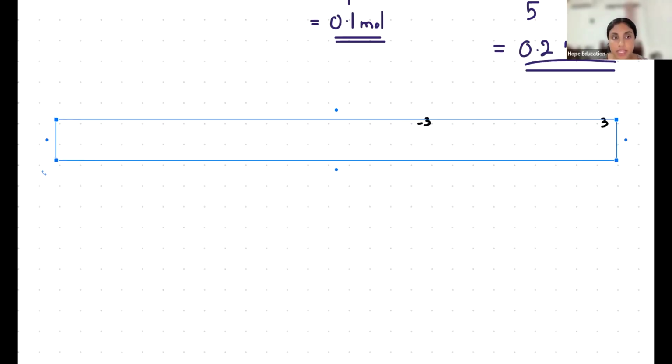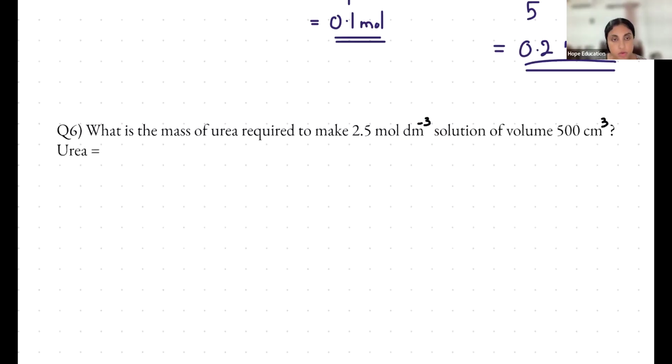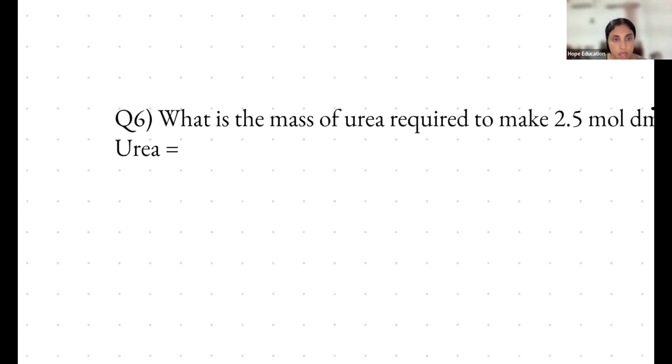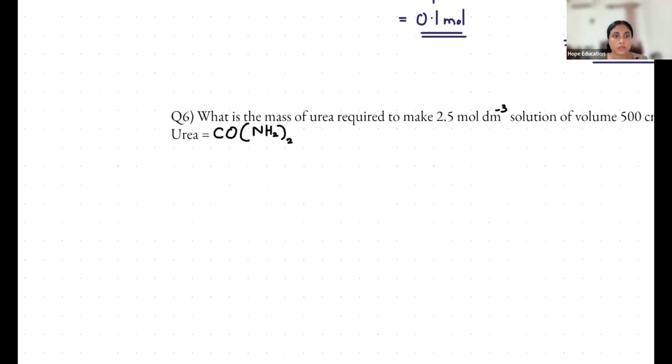I will give the chemical formula of urea because that is not something you know. So I will give it: carbon, oxygen, bracket, nitrogen, 2 hydrogens, bracket 2. Nitrogen 14, hydrogen 1.